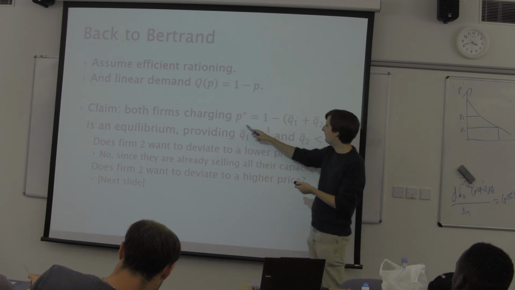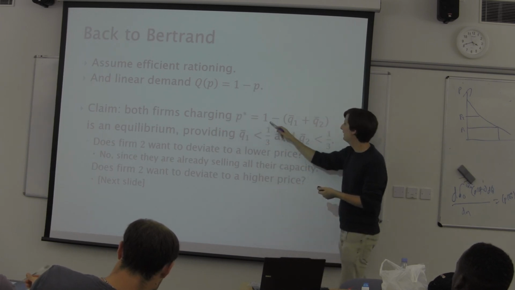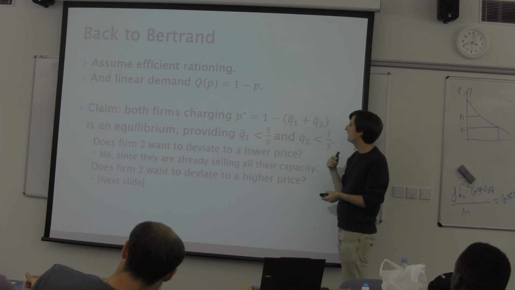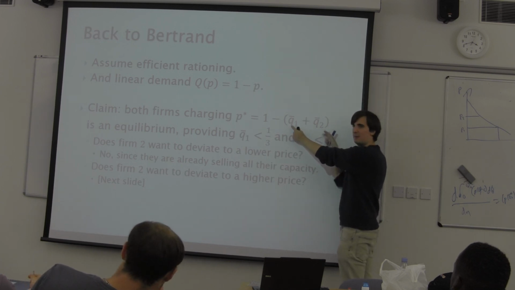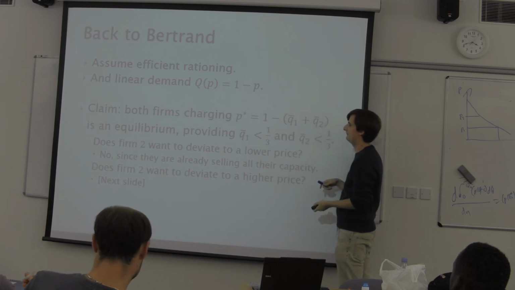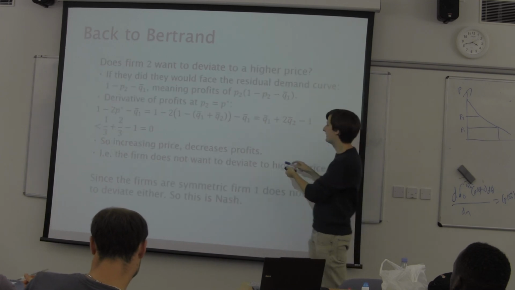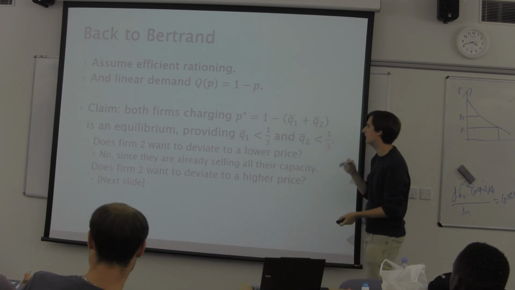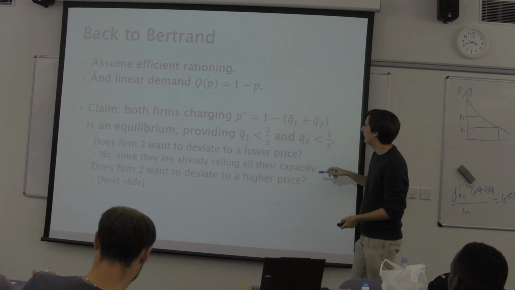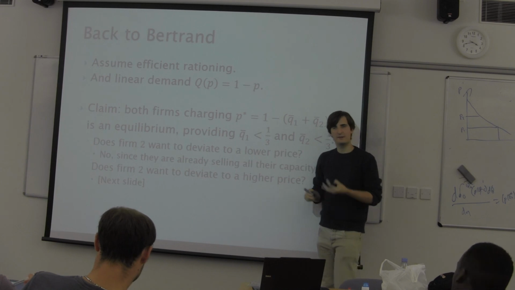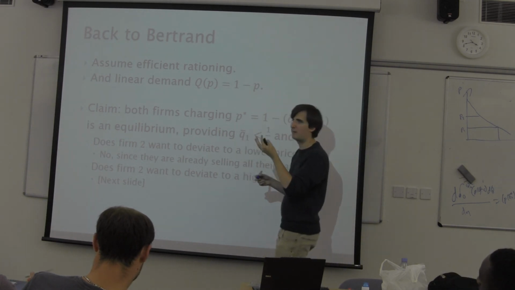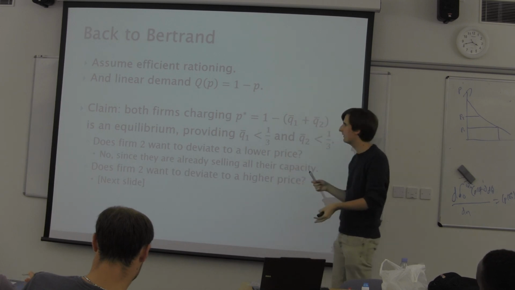And our claim is that both firms charging a price equal to 1 minus the total capacity is going to be an equilibrium. Remember, this is the maximum quantity that these two firms can supply, at least as long as these quantities are both less than a third. It's a technical condition. If we want to see if this is an equilibrium, we have to check two things. First we have to check the firms don't want to increase their price, and then we have to check the firms don't want to decrease their price.